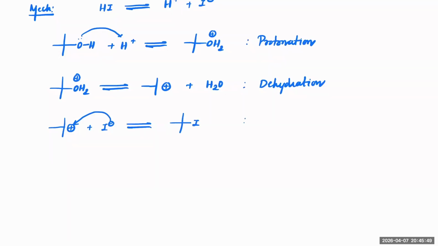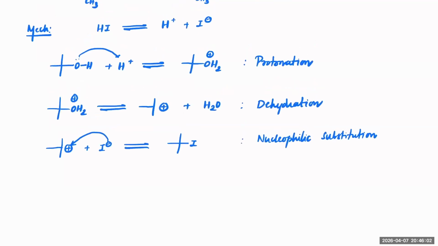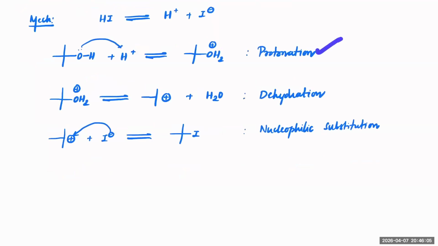So what is this? This is nucleophilic substitution, because overall it has undergone substitution. I hope you understood that first the protonation step will happen, next the dehydration step, and then nucleophilic substitution in this reaction. The same logic works even for HBr and HCl. The formation of carbocation is the rate determining step.